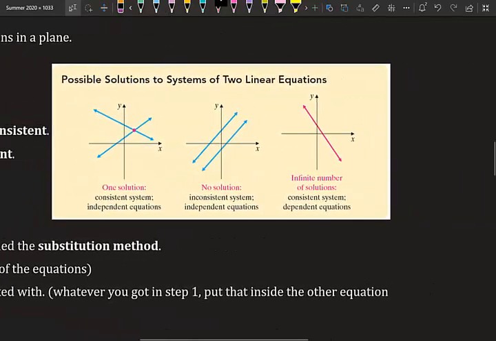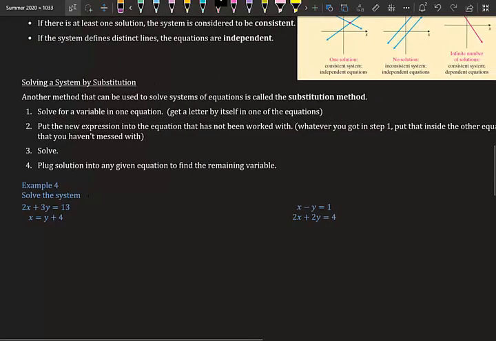So this is what it looks like. 1 solution, they cross perfectly. That's consistent, it's independent. No solution is inconsistent, and it's independent. And infinite is consistent because it's all the same thing, but it's dependent. All right, another way to solve systems is substitution, which is the most used way. So get comfortable with it. It's the way you're going to use in trig, pre-calc, college algebra.